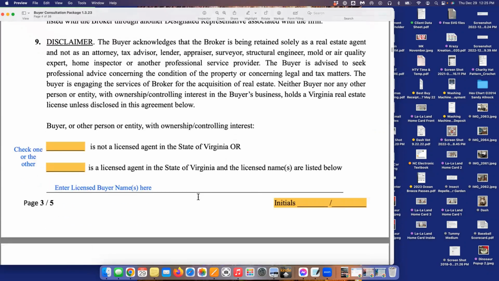If the buyer is a licensed agent in Virginia, you need to check this line. If they are not, you check this line. But if they are, and you check this line, you need to enter their license name on this line so that we have that, because we have to disclose it in the purchase. Have the buyer initial at the bottom of the page.